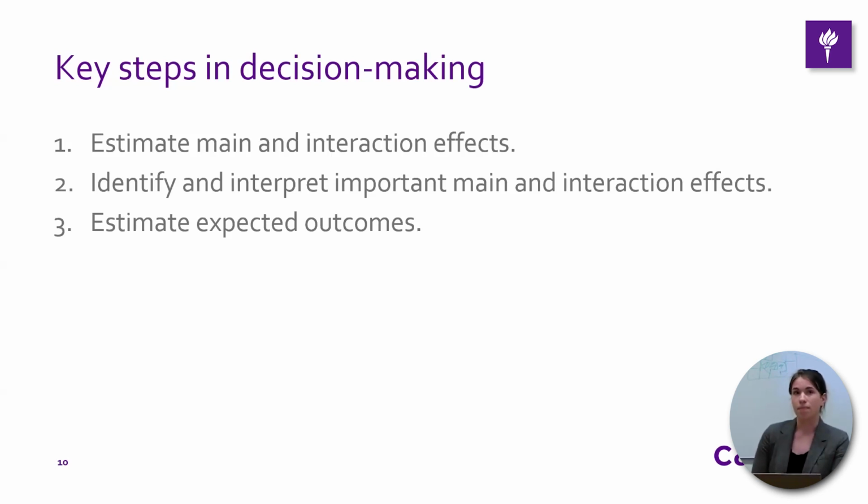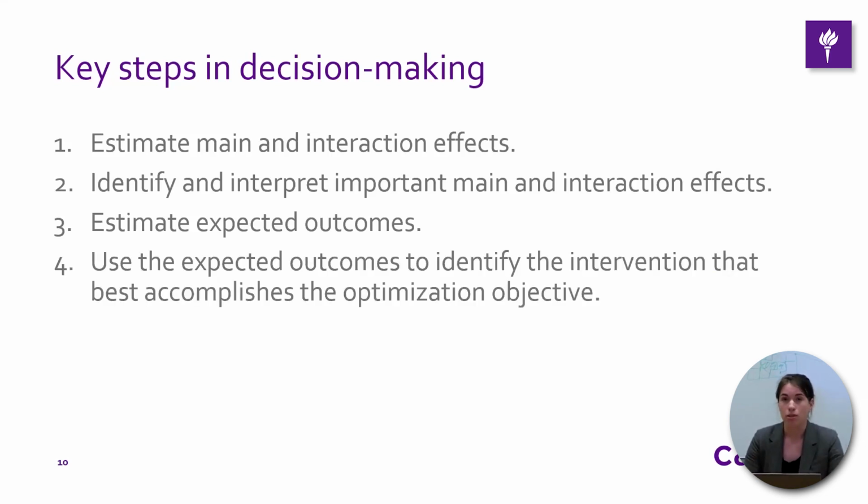A third step then is estimating the expected outcomes, those y-hats. This can be done in various ways. Our recommendation involves what we have referred to as a posterior expected value approach, but this is just a matter of estimating those y-hats. Then we can use those expected outcomes to identify the intervention that best accomplishes the optimization objective. This might be as simple as identifying the expected outcome that's largest, assuming that larger is better for an intervention. It also might be, as we'll talk about in just a minute, a matter of strategically balancing the effectiveness that's communicated by the expected outcomes with something else, cost in dollars, cost in time, and so on.